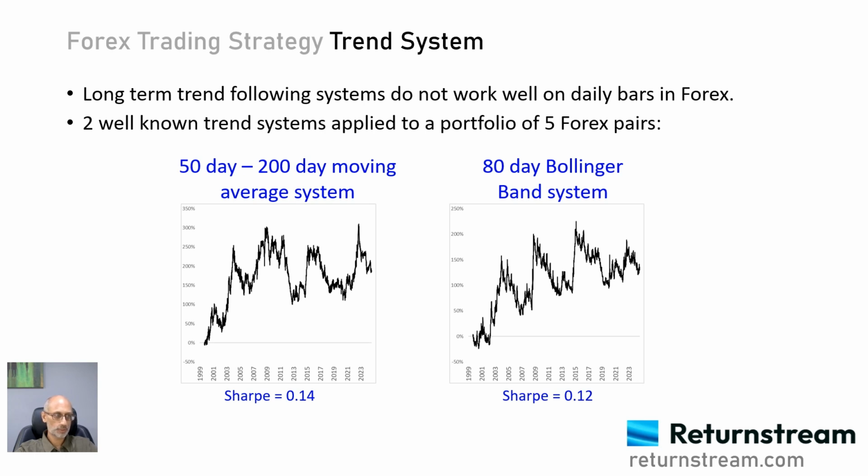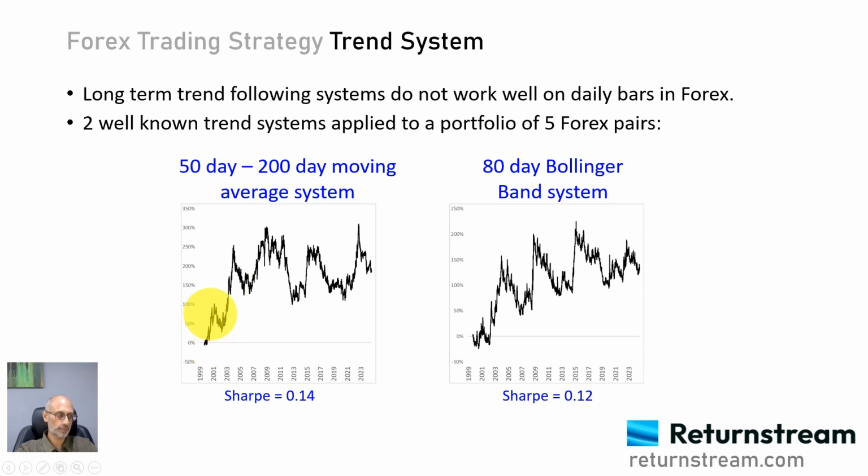Now, long-term trend following systems, they don't really work very well on daily bars in the Forex markets. Here I did an example of two of these long-term trend following systems applied to the portfolio of those 5 Forex pairs. So the first one here on the left is the 50-day, 200-day moving average system. And that's also known as the golden cross system.